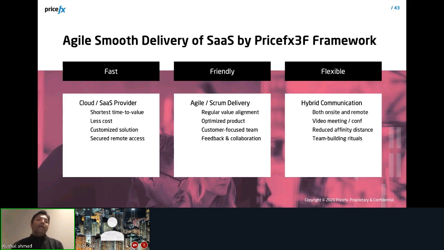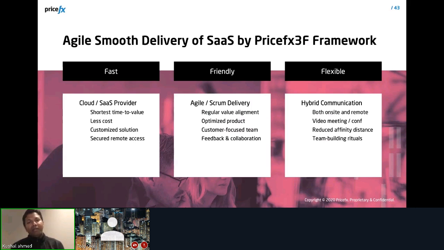It's going to have less cost for you, and you're going to get a customized solution, and the access you are going to get is going to be secured. For friendly, what we really mean here: we follow Agile or Scrum delivery methodology. In this methodology, you're going to have regular value alignment, and you're going to get an optimized product, because you're going to get a lot of feedback and collaboration, and our team is going to be customer focused.